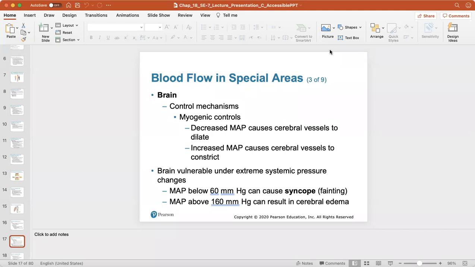The brain is very vulnerable under extreme systemic pressure changes. Anything below 60 millimeters can cause fainting, or above 160 millimeters can cause cerebral edema or swelling.